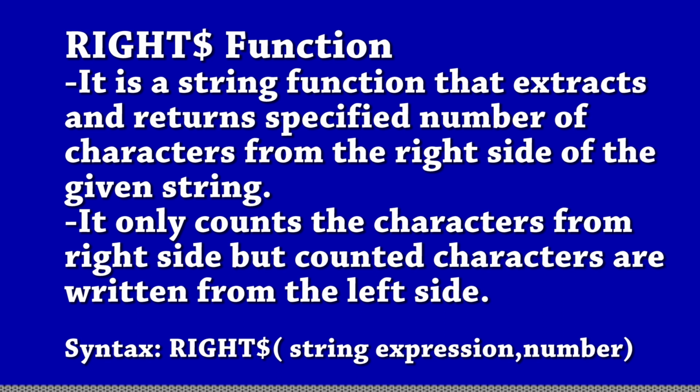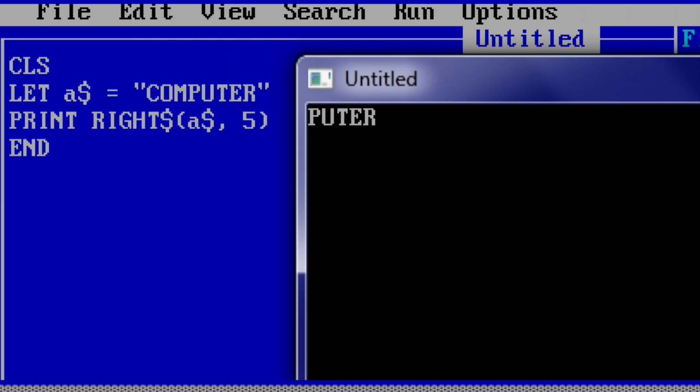So it counts the same way as LEFT$. Okay, so you can see the example. Here A$ equals COMPUTER and RIGHT$(A$, 5). So it counts 5 from the right side. The right side starts at R, so from the right side it counts 5. Then you can see the result is written from the left side, means count from right side but written from left side. Understood or not?